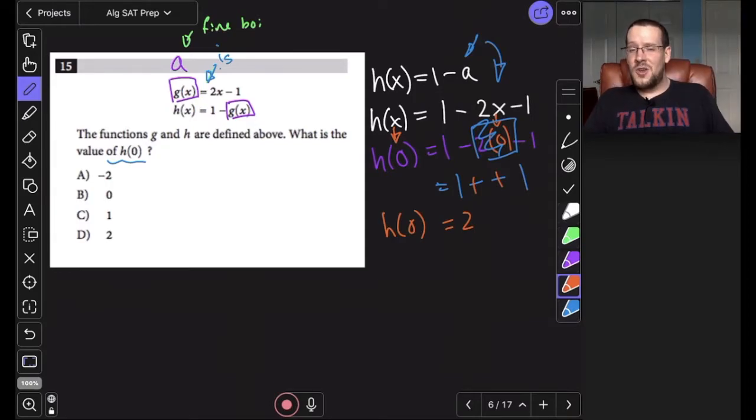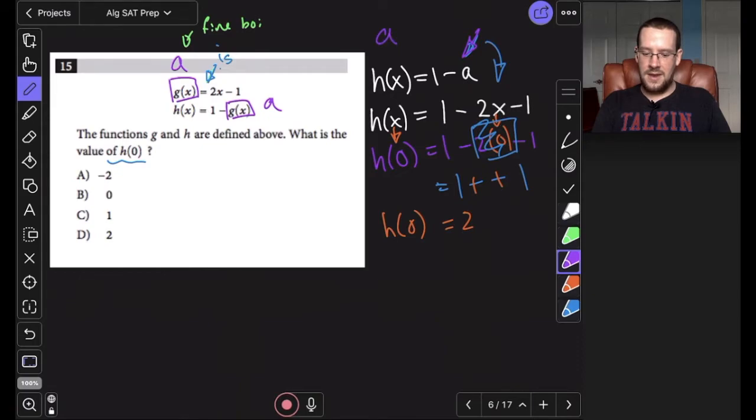So what I like to do here, whenever I see a bunch of grossness, is I just try to make it less gross. Just try to clean up the junk, right? g of x was disgusting. Let's just think of it as a different thing, something that's less gross. Let's just think of it as A. And now it just looks a lot better. It makes a lot more sense when we look at, if A is 2x minus 1, then h of x is 1 minus A, so it would be 1 minus 2x minus 1.